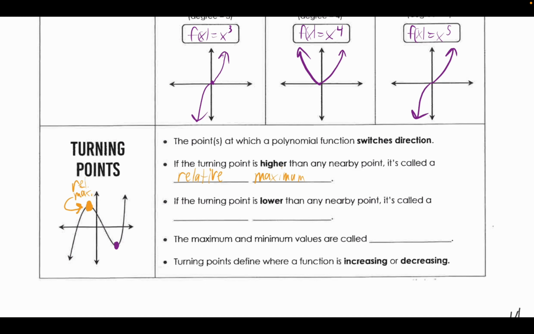It's the highest point of any around. Think hilltops. And then conversely, if the point's lower than any nearby point, which we see in this green one down here, that is called a relative minimum. Because it may not be a true minimum, which it isn't on this one, it has no lowest point, but it is the lowest point between those two extremes. Think valleys, the bottom of a valley. So I'll label that one as well, relative minimum.